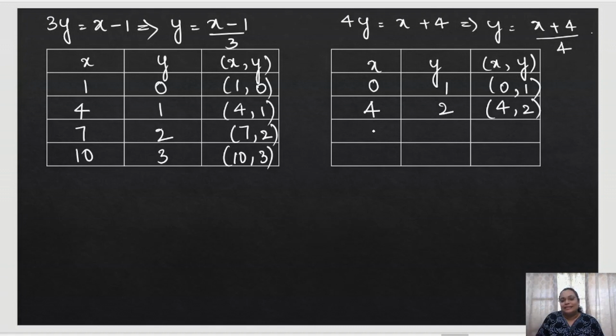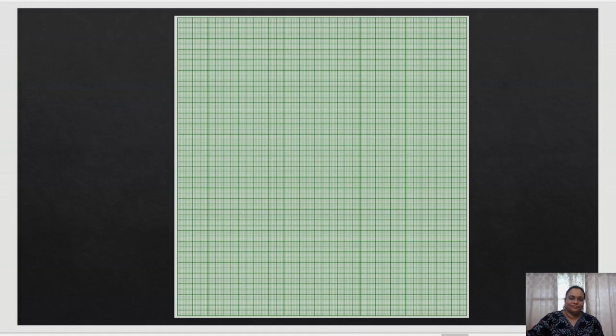So let us take x is equal to 8. If you take x is 8, 8 plus 4 is 12. 12 by 4 is 3. So the points are 8 and 3. So let us take x is equal to 12. If you take x is 12, 12 plus 4 is 16. 16 by 4 is 4. So the points are 12 and 4. Now let us plot the graph.